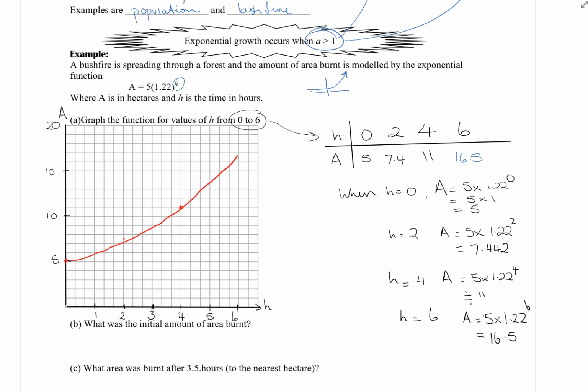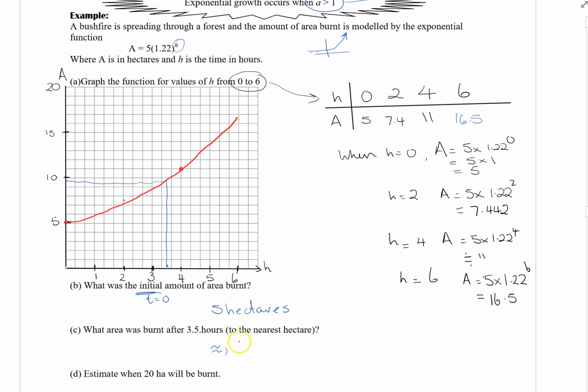So I've done A, which was to graph the function. What was the initial amount of area burnt? Initial means in the beginning, t is equal to 0. When t was 0, there were 5 hectares burnt. What area was burnt after 3.5 hours? Here's 3.5, and what we strongly encourage you to do is to put in your construction lines. So here's 3.5. Let's take that across. It's so close to 10. We would say approximately 9.6 hectares.